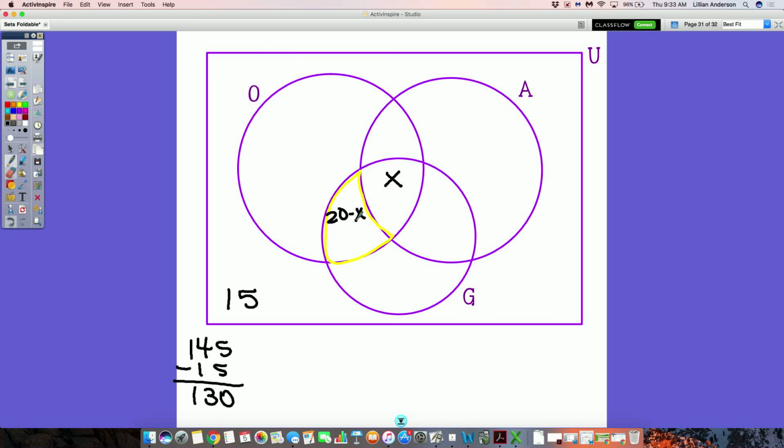What about orange and apple? What's going to go up here? 35 minus x. So 35 like orange and apple? And what about grape? 30 minus x. So apple and grape. There were 30 people who liked both of those, so we have to subtract it from the ones who liked all three. Okay? What about the ones who liked just orange?